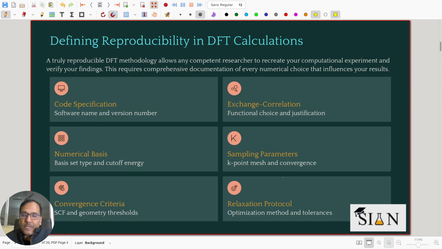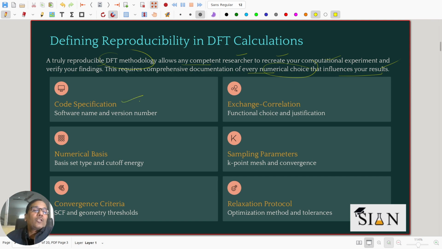Just again, I am giving an overview of reproducibility in DFT calculation and what you have to do. A truly reproducible DFT methodology allows many competent researchers to recreate your computational experiment and verify your findings. This requires comprehensive documentation of every numerical choice that influences your result. These are the basic components of any methodology section, which help other readers or authors to reproduce your results.